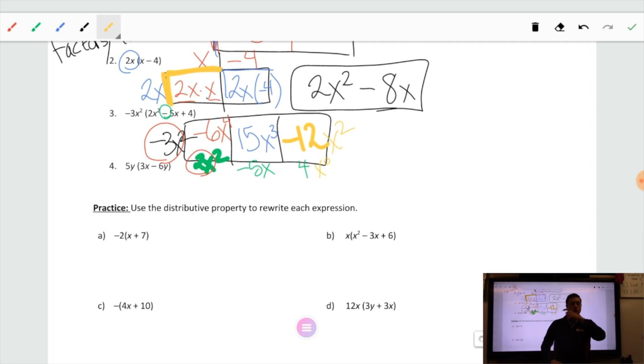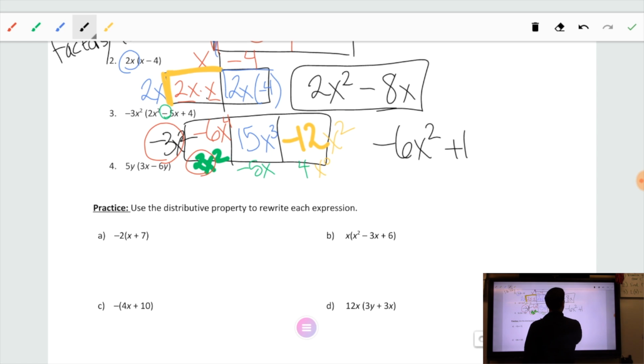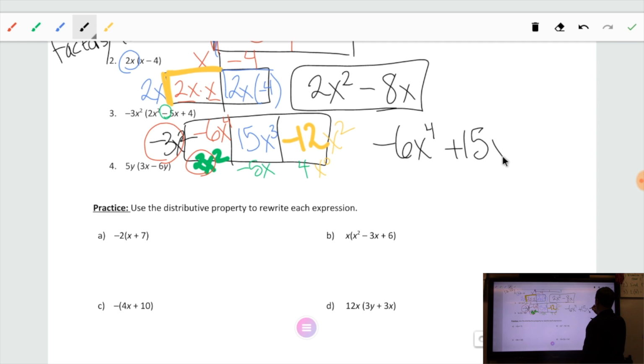Using the area model, all of them gives me the answer, negative 6x to the 4th plus 15x to the 3rd minus 12x squared. There is the answer. If we can see it on the screen, I didn't really do any calibration of the video.